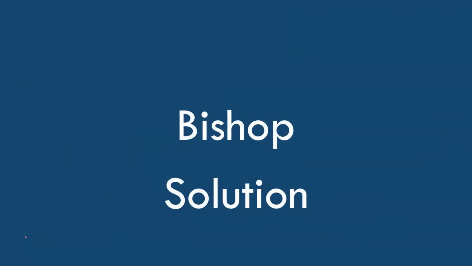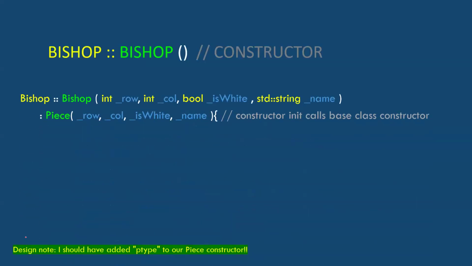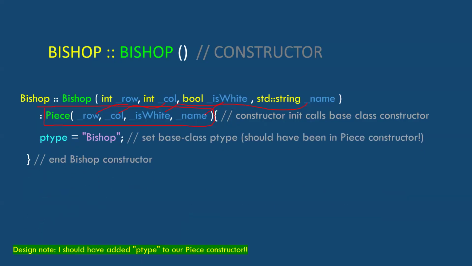So let's look at the bishop solution to help maybe bring this in focus and see that it's really not a lot of work. So you're going to need to write the constructor. And notice that we're calling the piece constructor. That's our base class. And we're really just passing on the location of the piece, the color of the piece, the name of the piece. And then we have this thing called p-type, which is just kind of the category type. It's not like the bishop on the left of the black team, right? It's just bishop.